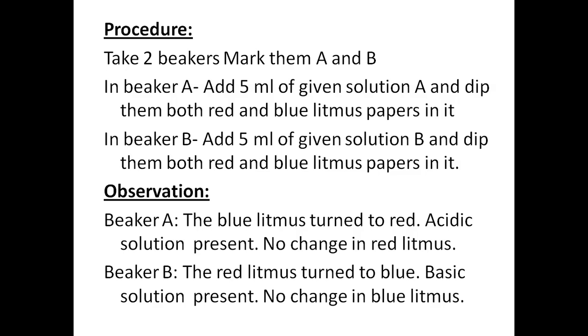You will add both red and blue litmus papers in both the beakers, and you will see the color change. In beaker A, we usually give you an acidic solution, so the blue litmus paper will turn red, and there will be no change in the color of the red litmus paper. While in beaker B, the red litmus paper will turn blue, and there will be no change in the blue litmus paper. So beaker A contains an acidic solution, and beaker B contains an alkaline solution.